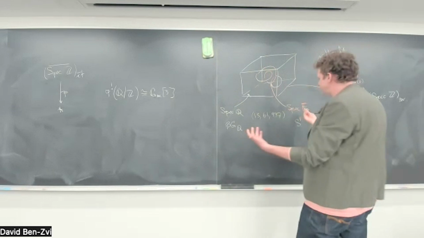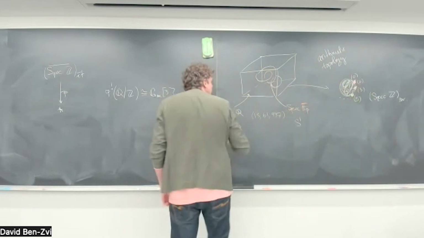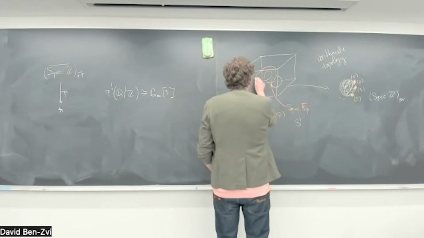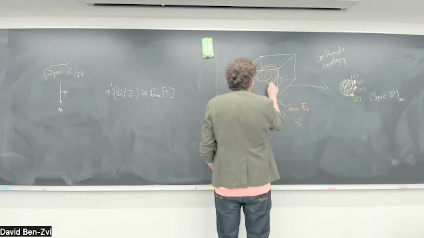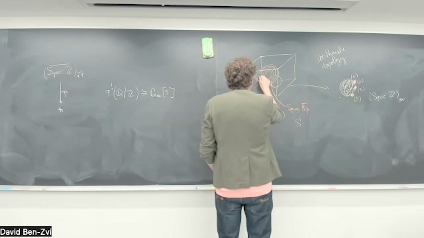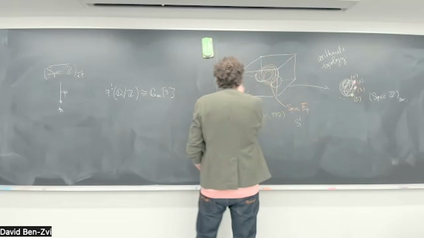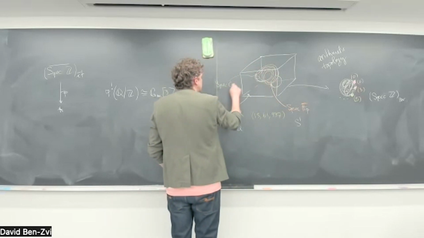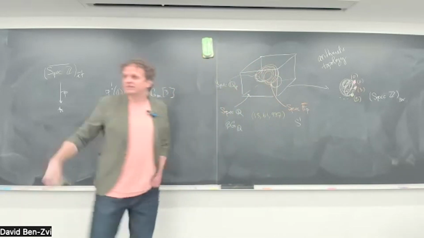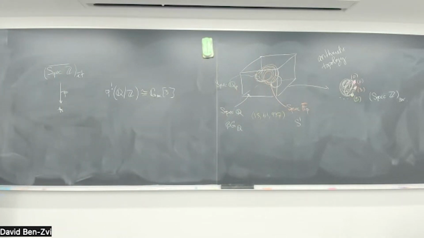I'm not very good at drawing this kind of thing, so I'm not going to try very hard. Okay, whatever. This green thing here is supposed to be Spec of Q_p, at least morally. That's what you're supposed to have in mind.